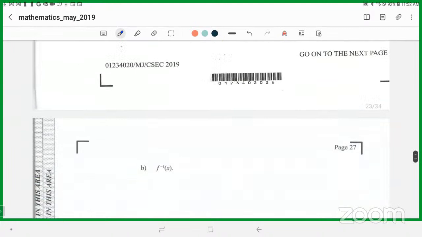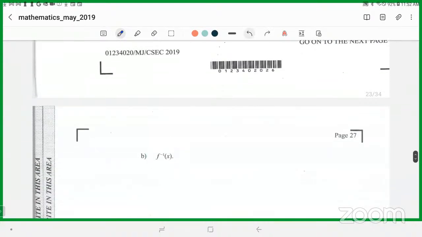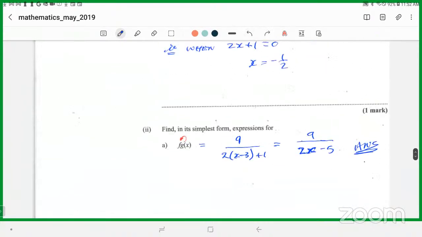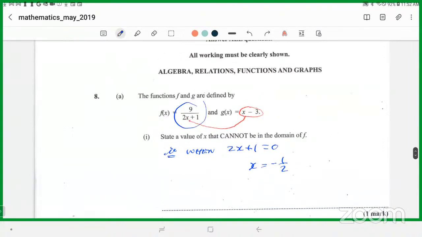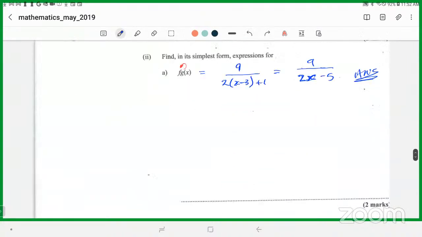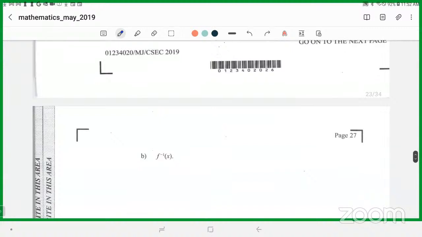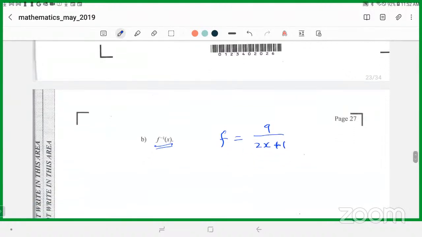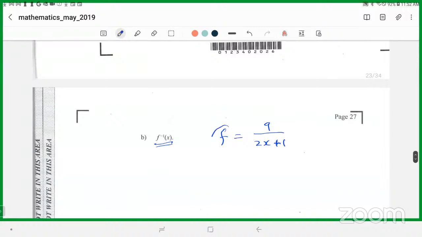2 marks are doing that. They want f to the minus 1. Let's see what f is again. f is 9 over 2x plus 1. All right, so let's write it. We want to find this. We want to start by saying f equals 9 over 2x plus 1. We want to carry out the same process. This is the range of the function. This is the domain of the function. We're going to inverse them.